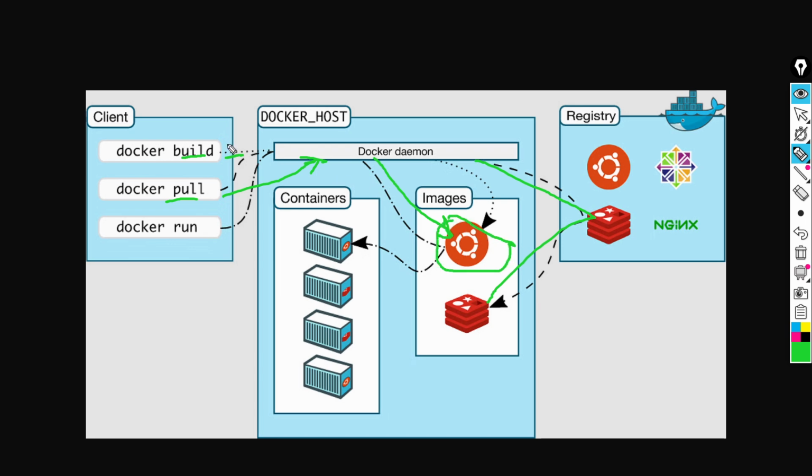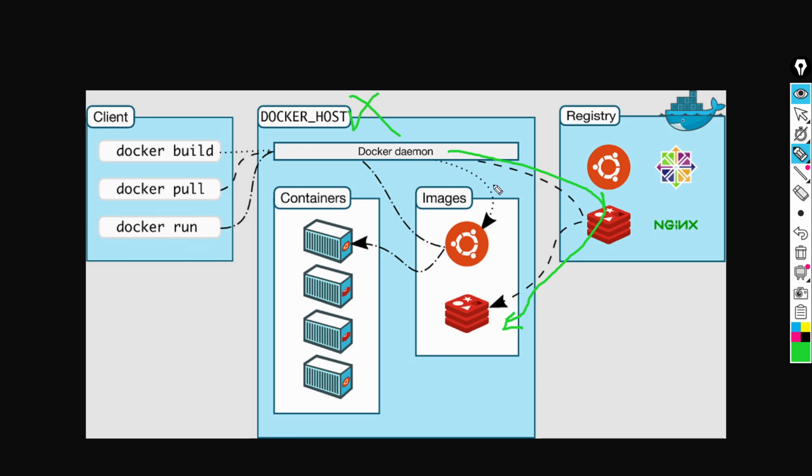Let's say you pull this particular image, X image, with Docker pull X. The Docker daemon first checks in the Docker host. If it is not present in the Docker host, then the daemon goes outside and fetches it to the Docker host. That is how it basically works.